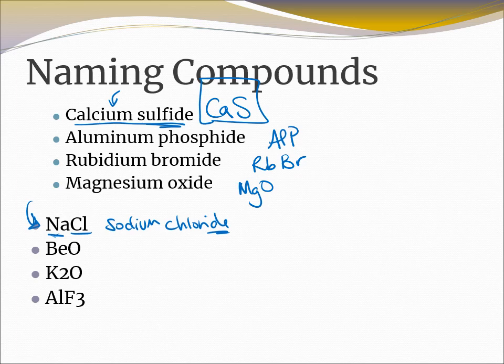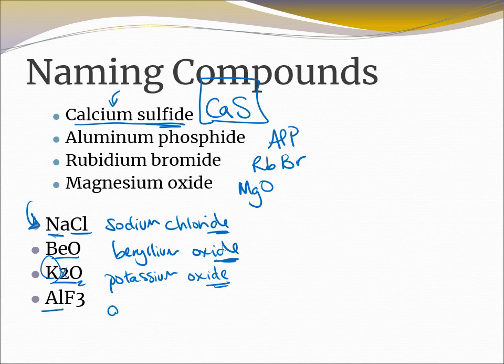All right, so BeO should be beryllium oxide, change oxygen to ide, oxide. K2O, it doesn't matter that that 2 is there. We'll talk about why those are there later. For now, just know that K is potassium. Its name doesn't change, it's the cation. Oxygen, once again, turns to oxide. And one more, aluminum, or aluminium if you are from Britain, and that F is going to turn into fluoride instead of fluorine.